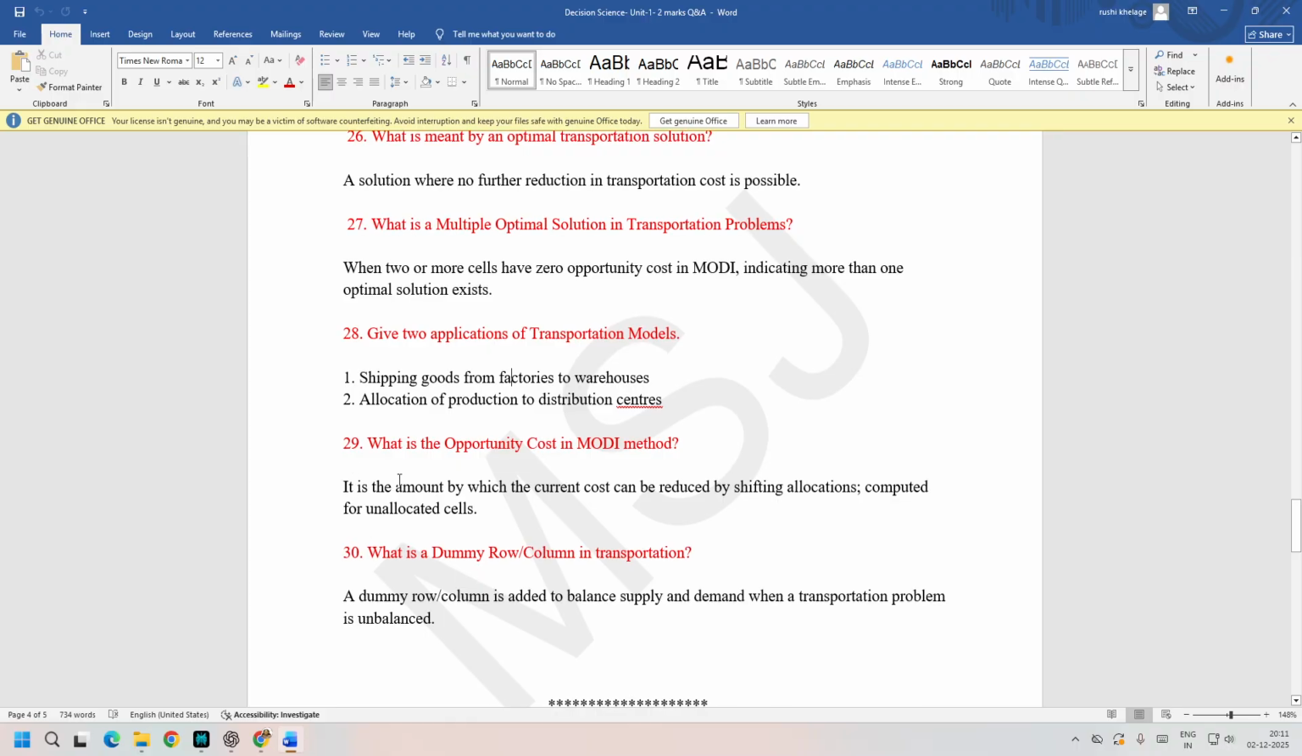Question number 29. What is the opportunity cost in MODI method? It is the amount by which the current cost can be reduced by shifting allocation, computed for unallocated cells.